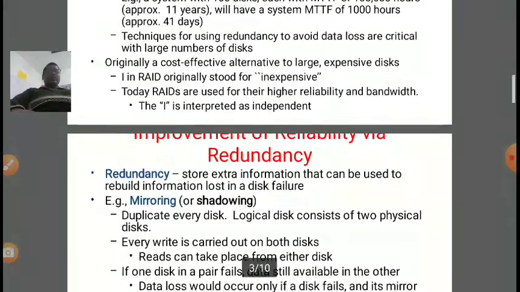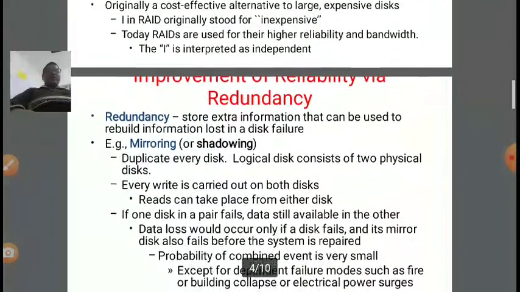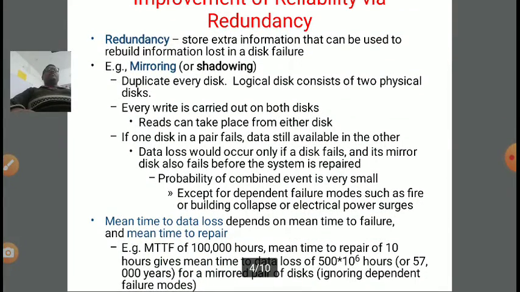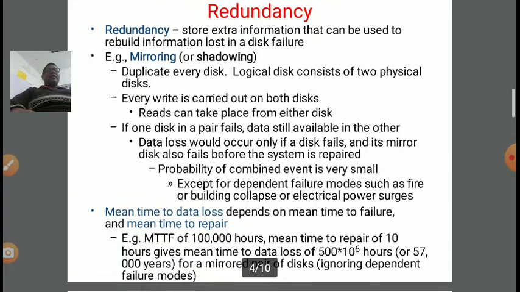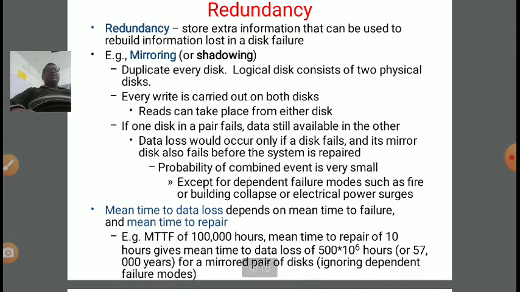So it is now used for improvement of reliability via redundancy. It means if we want to improve reliability with the help of redundancy inclusion, then we can do it in RAID. How? First you need to understand redundancy. Redundancy means storing extra information that can be used to rebuild information lost in a disk failure. It means suppose while processing with the disk, if the disk is lost, then the corresponding information is also lost.